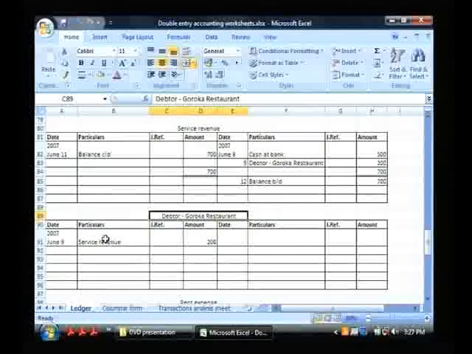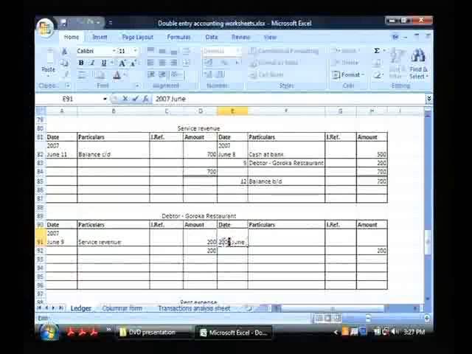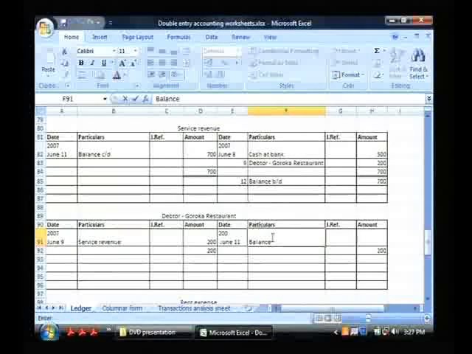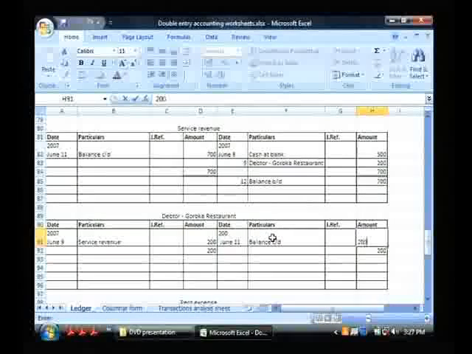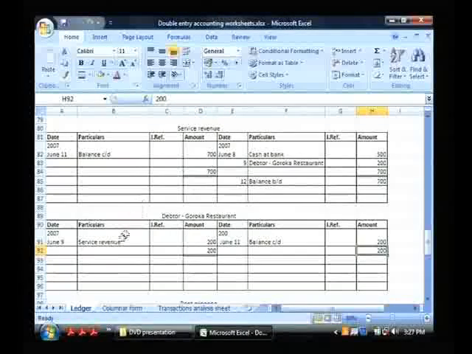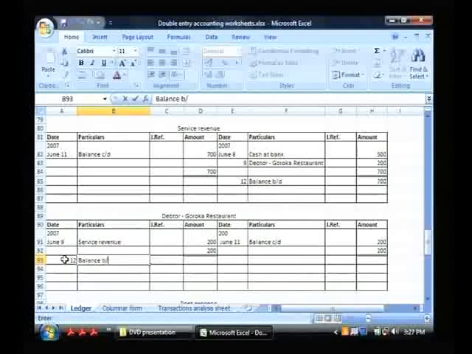Then this is Goroka restaurant, only one entry, 200, 200, date, then it is 11th, balance carried down 200, double line, and 12th balance brought down 200.